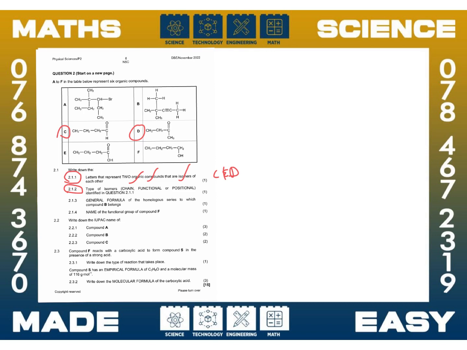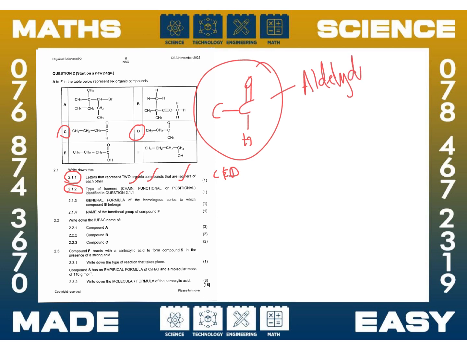So in this case, when you look at C, we have the carbonyl group that is attached to carbon and the hydrogen. When you look at it nicely, let me draw it that way. When you look at C, we have something like this, right? Which makes C an aldehyde. Now, if you look at D, we have the carbonyl group that is attached to two carbon atoms, which makes D a ketone.